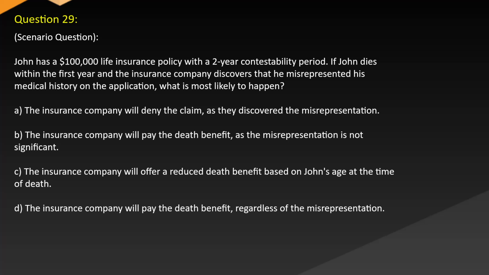Question 29. Scenario question. John has a $100,000 life insurance policy with a 2-year contestability period. If John dies within the first year and the insurance company discovers that he misrepresented his medical history on the application, what is most likely to happen? A. The insurance company will deny the claim as they discovered the misrepresentation. B. The insurance company will pay the death benefit as the misrepresentation is not significant. C. The insurance company will offer a reduced death benefit based on John's age at the time of death. D. The insurance company will pay the death benefit regardless of the misrepresentation.